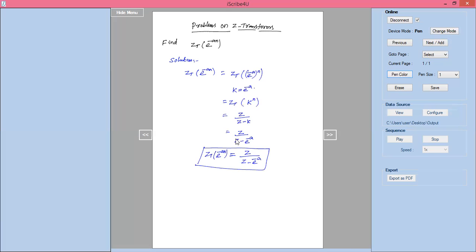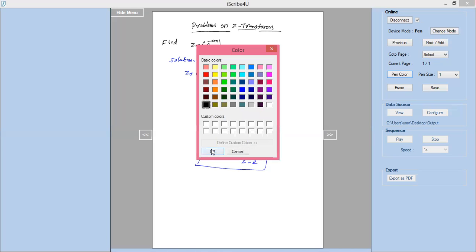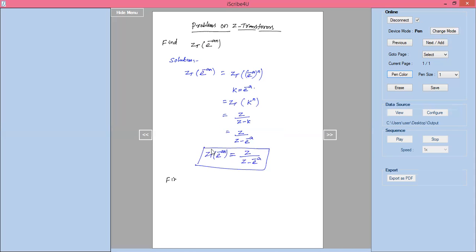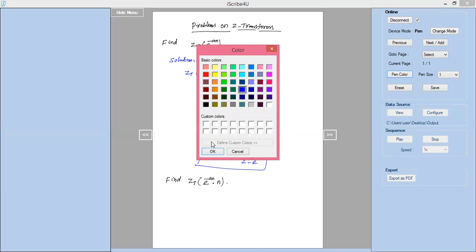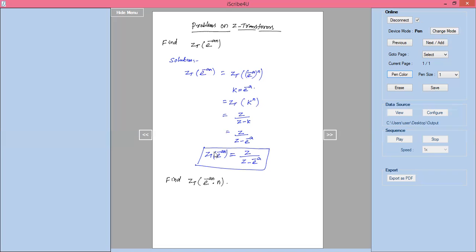Next, similarly, the second one: find the Z transform of e^(-an) into n. Z transform of e^(-an) into n. Now, how do you find this? How do you find this solution? Now I'll take the solution: Z transform of e^(-an) into n.